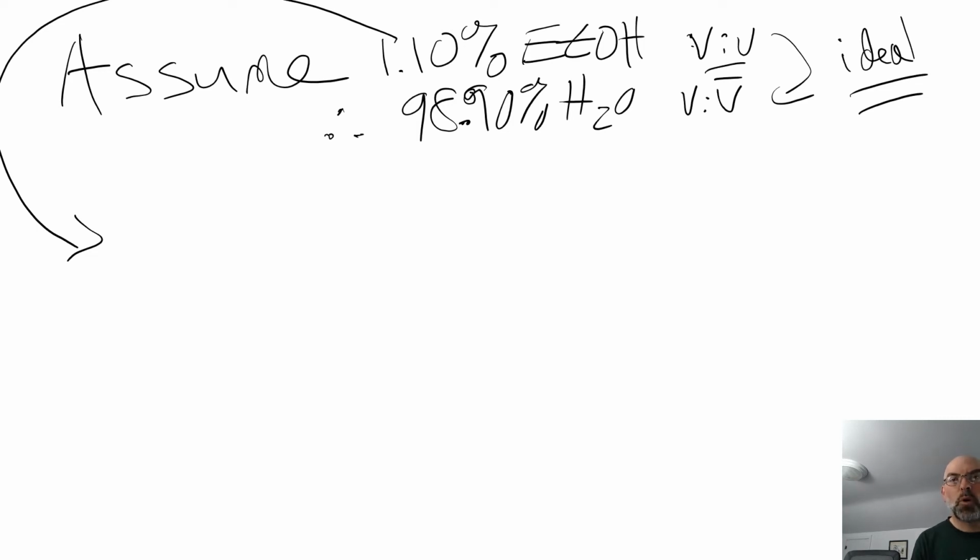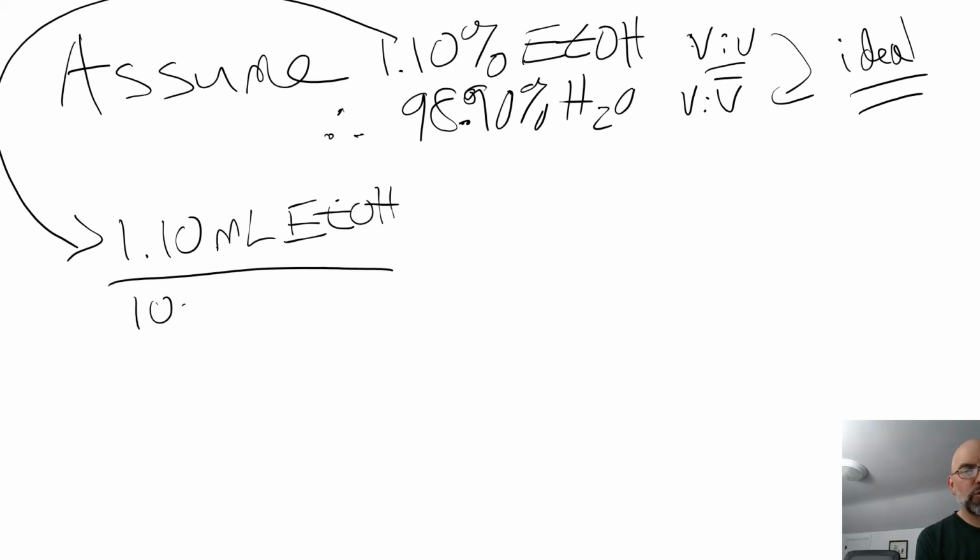So if it's 1.10% ethanol volume to volume, you can write this a couple of different ways. I think the easiest way to write it is that's going to be 1.10 milliliters of ethanol for every 100 milliliters, not of water. This is of kombucha. So I'm just going to use K for kombucha. Fine. So that's what that number means when you do your quadratic equation.